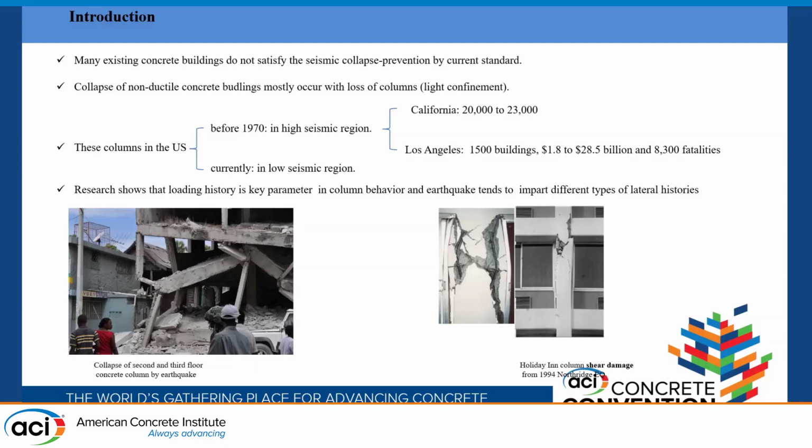Based on the research, it is found that the loading history, the type of loading that an earthquake can apply on these columns, can affect the behavior of the columns significantly. So we try to focus on loading history: what would be the damage if the earthquake changed its loading.